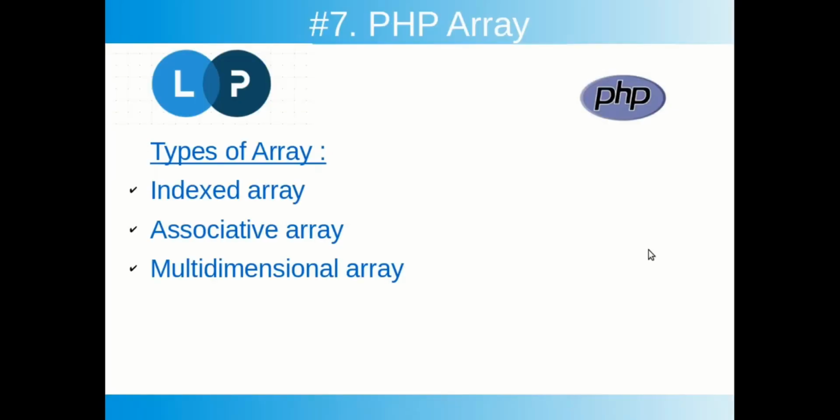Generally, we have three types of array: index array, associative array and multidimensional array. So I will discuss with you step by step all types of array with an example.